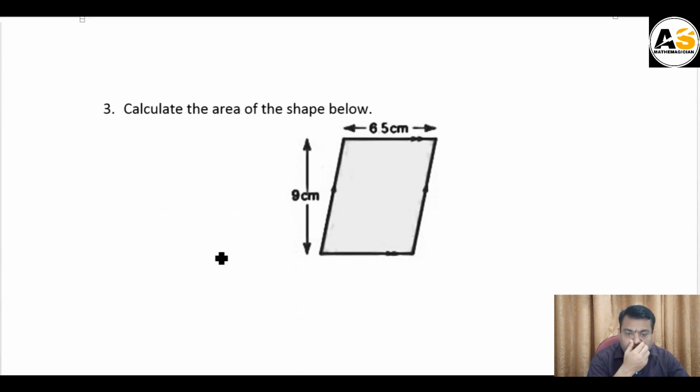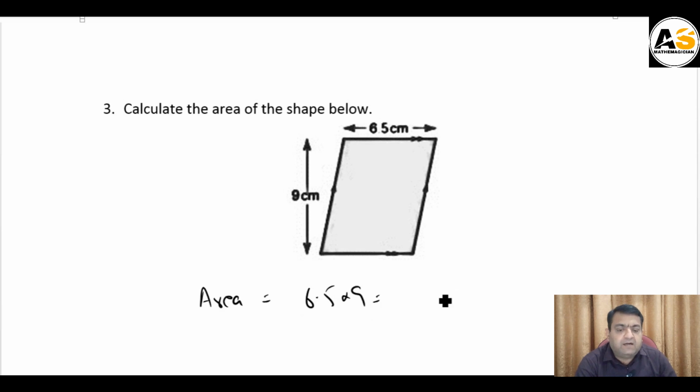Next we move to our new question. This is a parallelogram. These two sides are parallel, these two sides are parallel. So what is the area of the parallelogram? The length of this side is 6.5 centimeter and the distance between these two parallel sides is 9. So area will be base multiplied by 9.